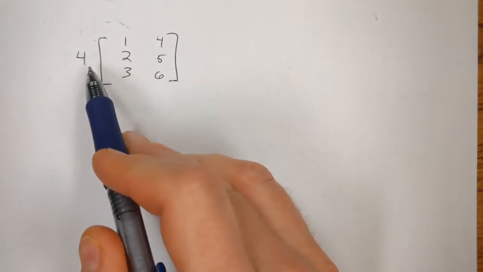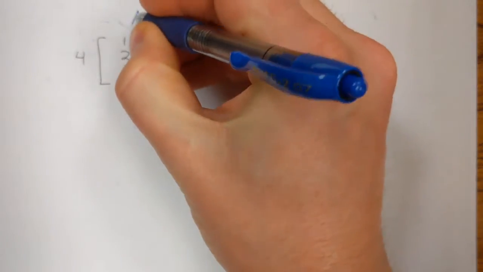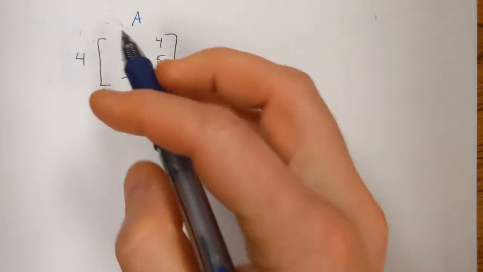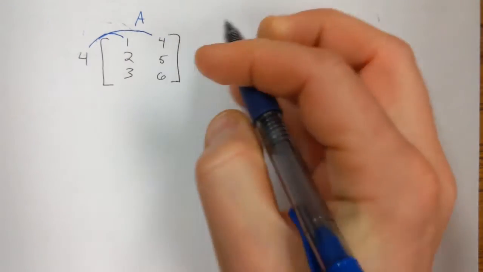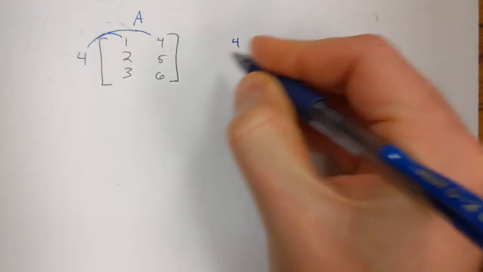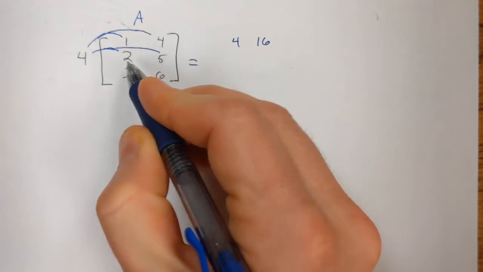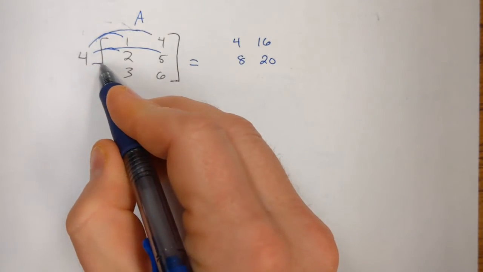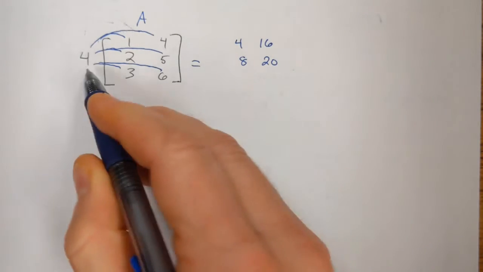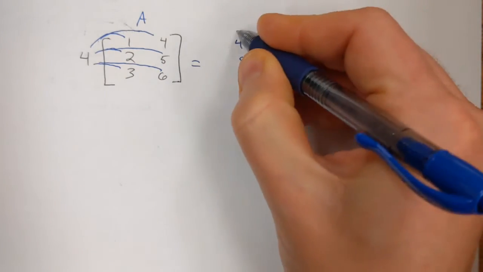I'm going to just, on a separate sheet of paper, show that if we're ever asked to take a number times a matrix, like 4 times this matrix A, it works very much like the distributive property. We're going to multiply each of these elements by 4. The top row would become 4 and 16. The middle row, I would distribute this to 4 times 2 and 4 times 5. It would become 8 and 20. And then we distribute this 4 into the bottom row. 4 times 3 and 4 times 6 becomes a 12 and a 24.